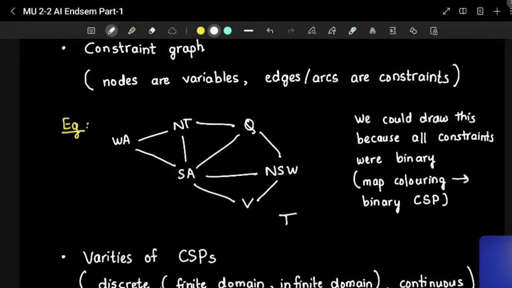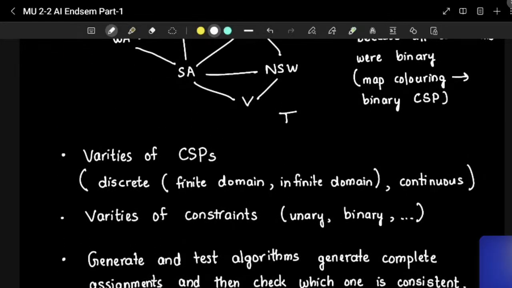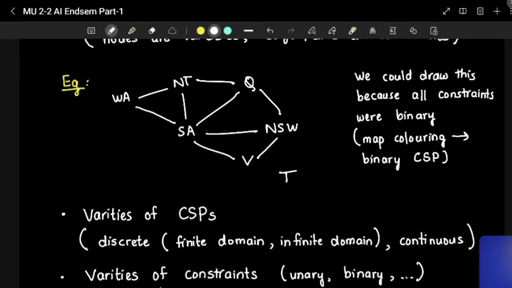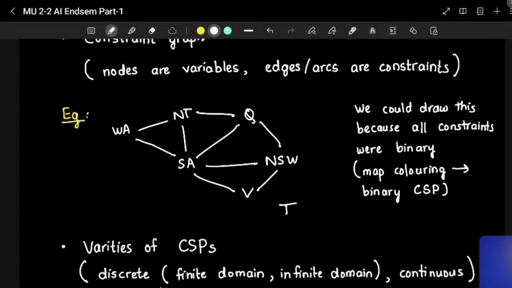So there are different varieties of constraint satisfaction problems. Like you have unary constraints, binary constraints. Map coloring is a binary constraint satisfaction problem. Because let's say this is a constraint for a different problem. How will we be able to draw the constraint graph? Because an edge joins only two nodes, right? It can't join three nodes. That is not possible. They have different representations, which is not in the syllabus, so I'll not be covering that.